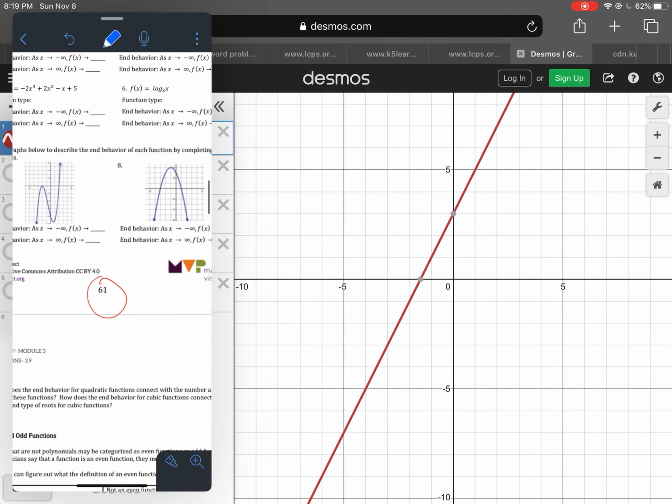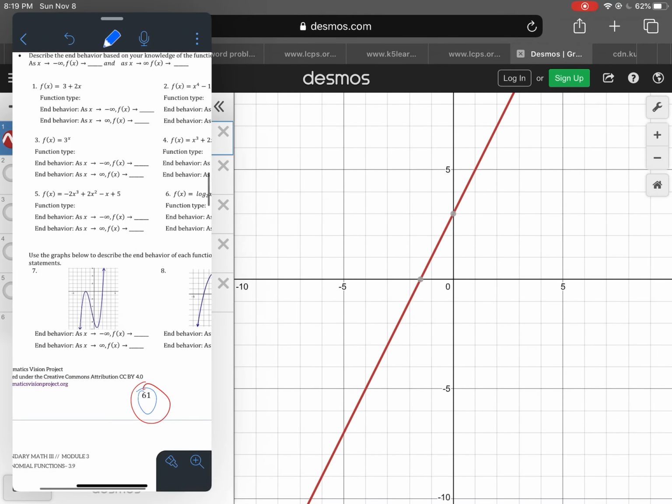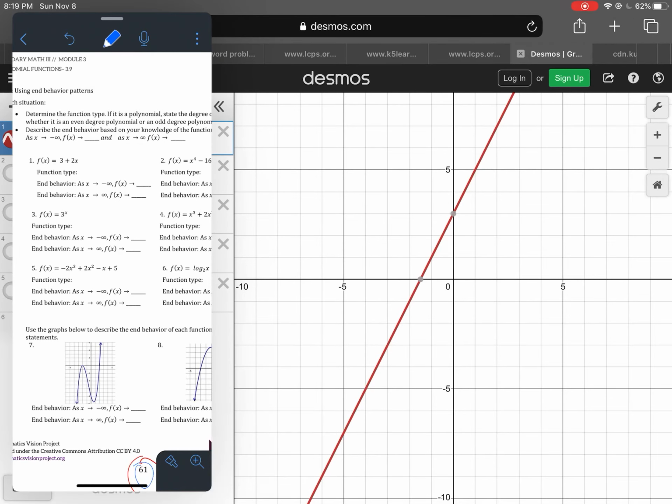One thing I want to point out, I am starting out on page 61. So make sure you go ahead, turn to page 61. I'm skipping that first part there.